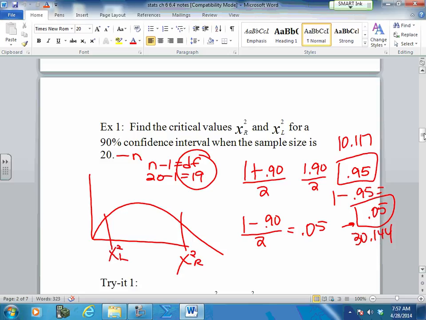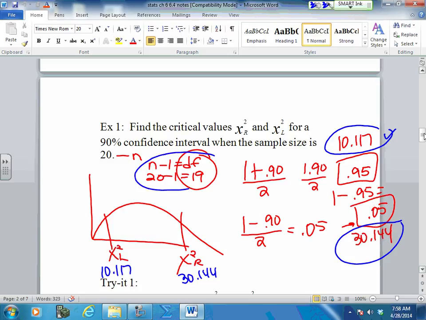So, I still don't remember which one is left and right. Of these two numbers, which one would be your left? The 10. Good. 10.117. And this guy, 30.144, is your right. So all you have to remember is degrees of freedom, and your table says on top, degrees of freedom. And then you have to remember one of these, just one, and I will give you them. I'll give you those formulas.